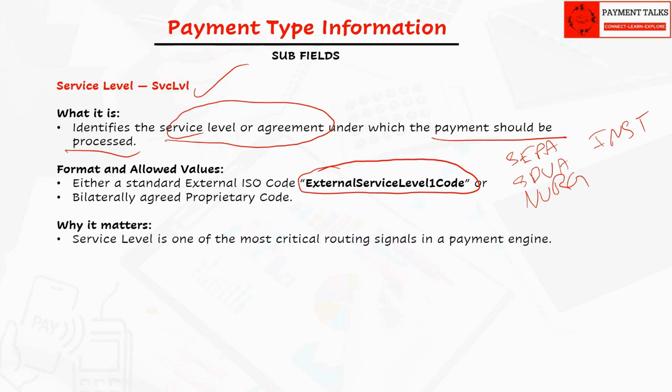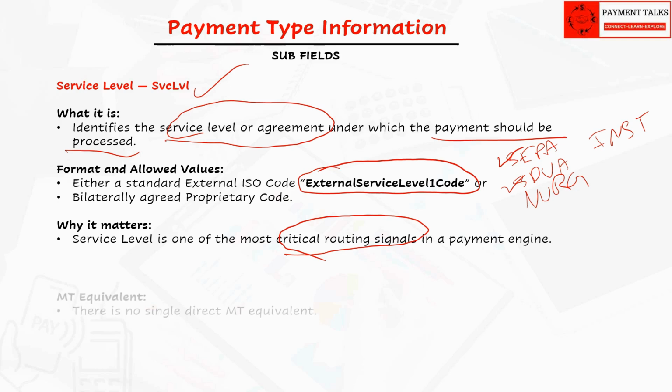Why does it matter? Service level is one of the most critical routing signals in a payment engine. If a payment carries SEPA as the service level, the engine knows it must comply with SEPA scheme rules, including format, data requirements, and cutoff times. If it carries SDVA, the bank knows it must prioritize same day crediting to the creditor.